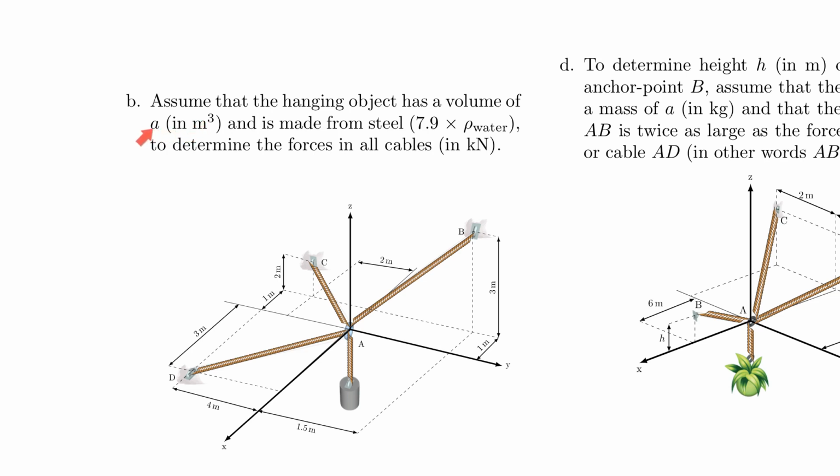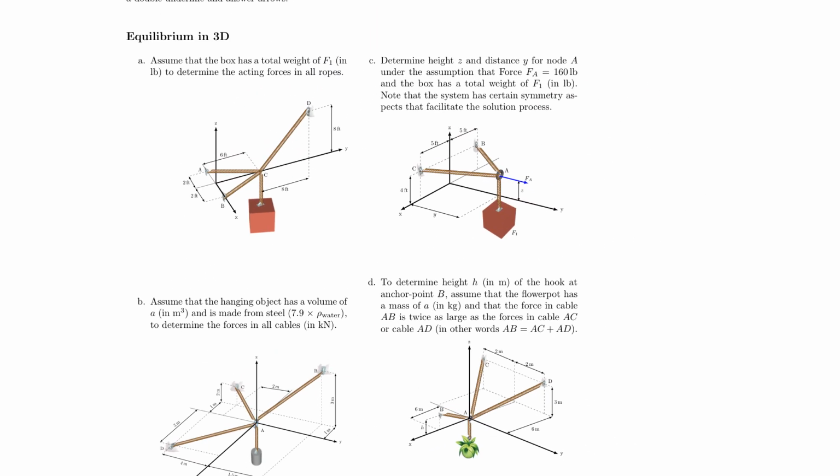So let's say my A is 5, then I have 5 cubic meters. And I know how heavy 5 cubic meters of water would be, but 7.9 times would be the multiplier for steel. And then I can calculate all the forces here in the cables using kilonewton. And keep in mind that 1 cubic meter of water is equal to 10 kilonewton, right? So you can solve this problem as well. Let's take a look at the next one.